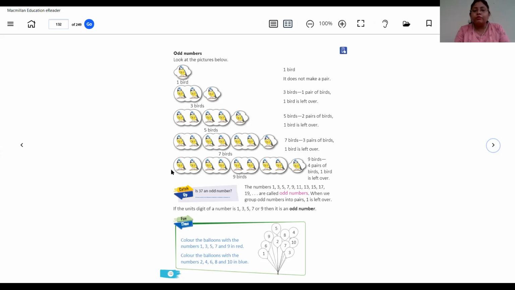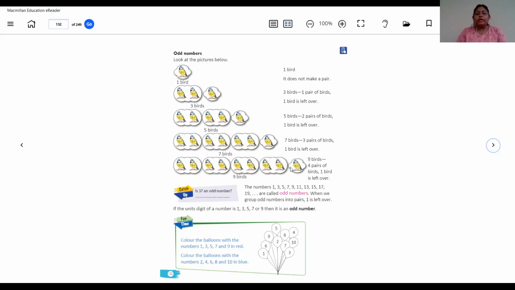Now moving to the last image. Student, in the last image, firstly how many pairs of birds do we have? One, two, three, four. But the last one is leftover. That bird doesn't have any pair. Here we have only one bird. So what is the total number of birds? The total number of birds will be 1, 2, 3, 4, 5, 6, 7, 8, and 9. So student, 9 is an odd number because one is leftover, so that's why we consider it an odd number.